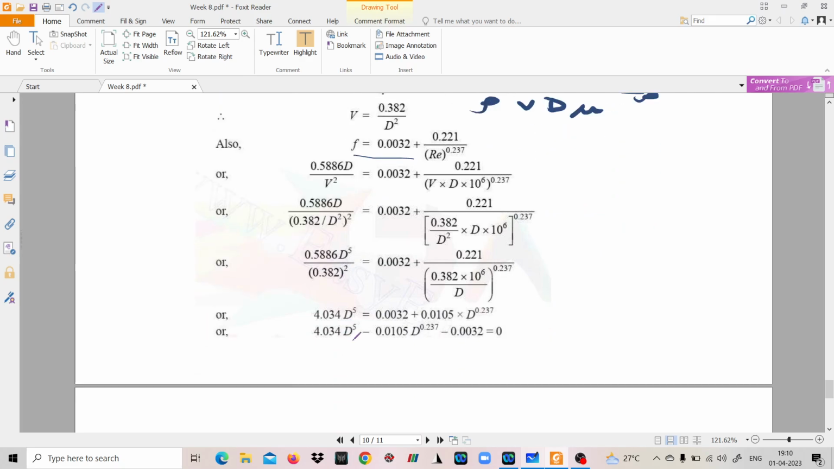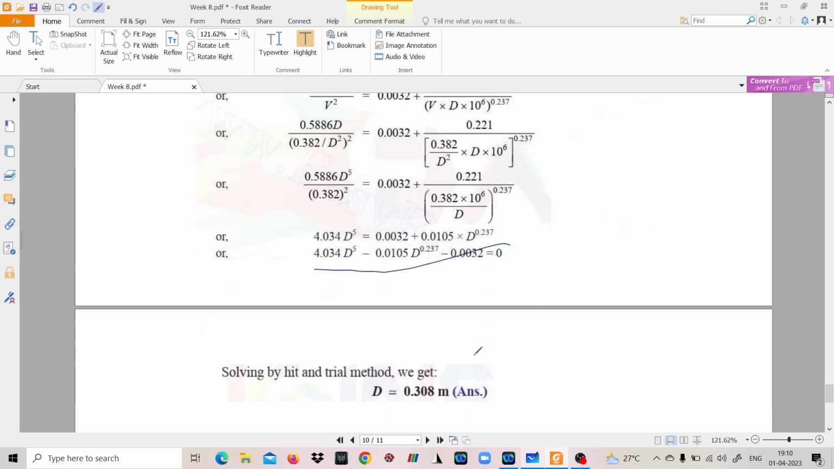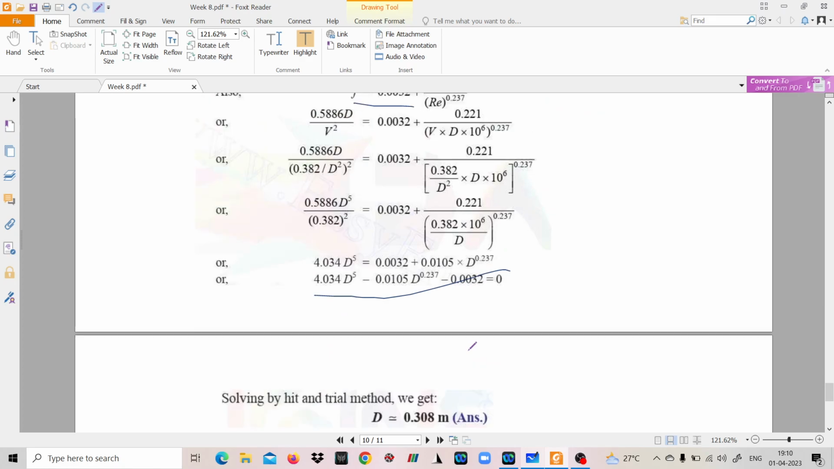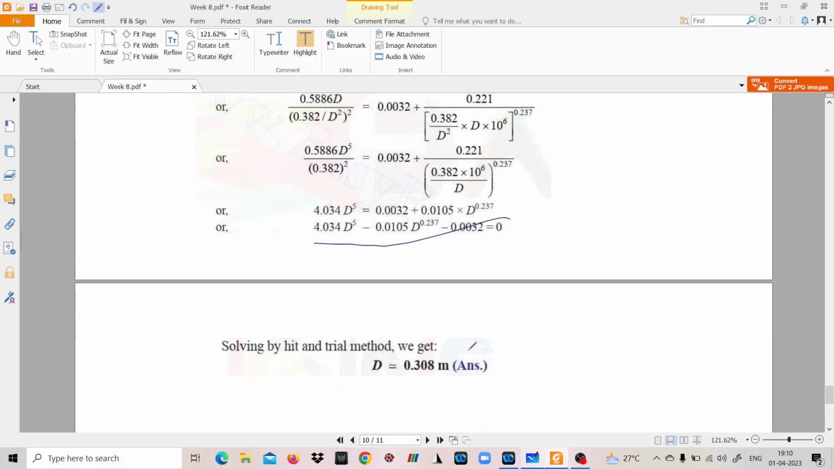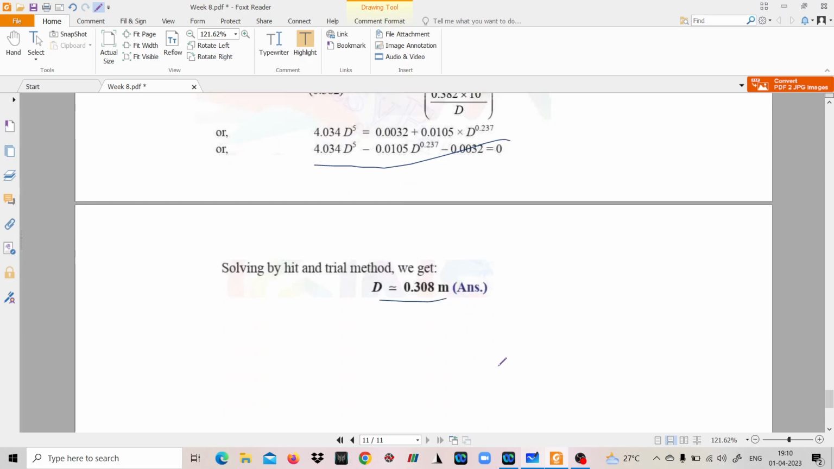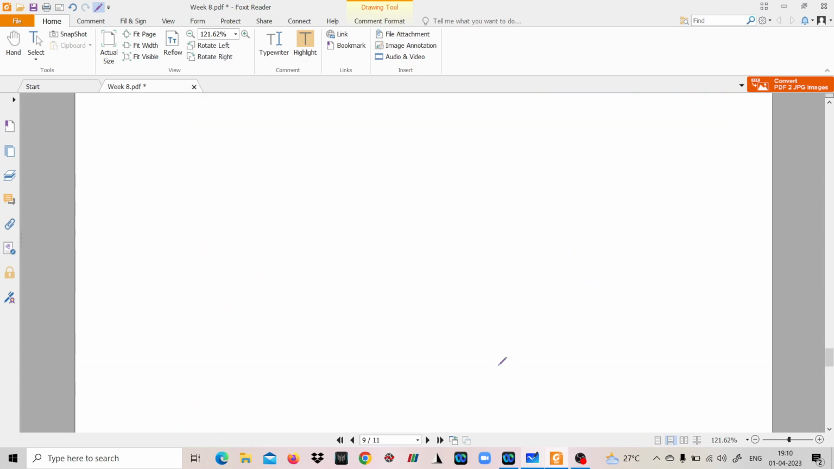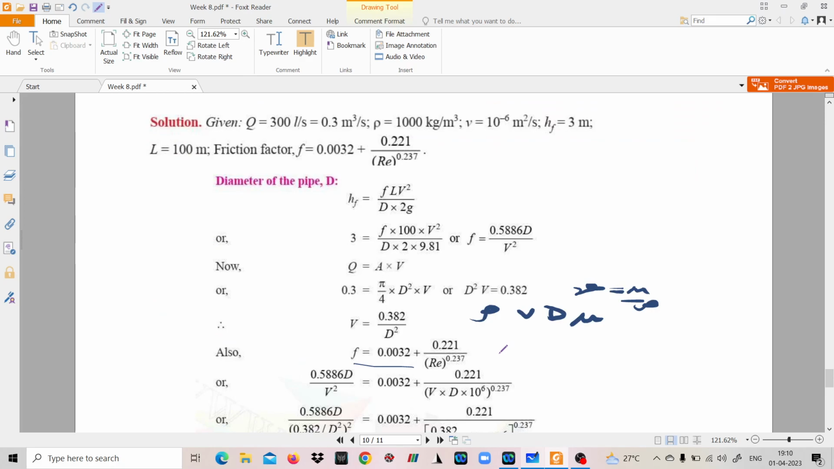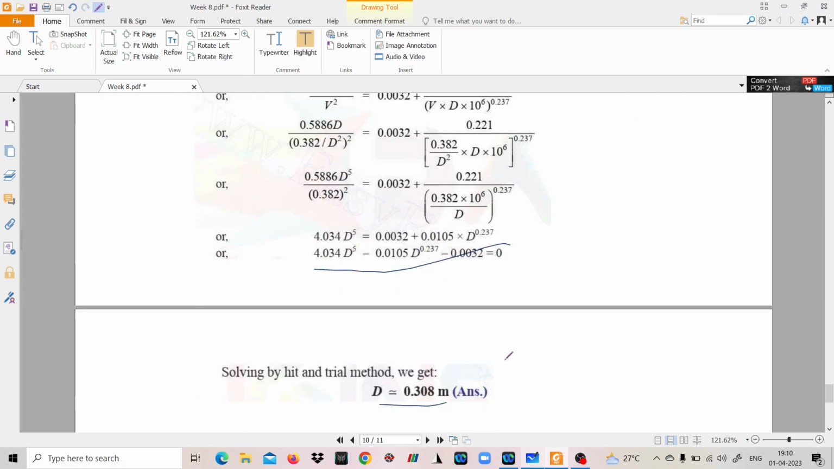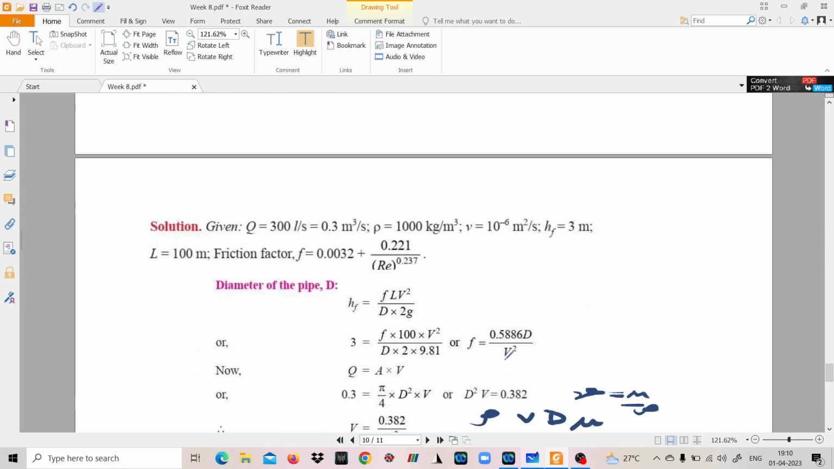you will get a highly nonlinear equation in terms of d. Now this equation you can solve either by trial and error, or you can make use of any suitable numerical technique for the solution of nonlinear algebraic equations, which will give you the value of d as 0.308 meter. This kind of problem is sometimes asked in your university exams, and you should have good practice. You should know how to solve the nonlinear equation either by trial and error, or you can make use of the Newton-Raphson method. That is the best method, but you should practice.